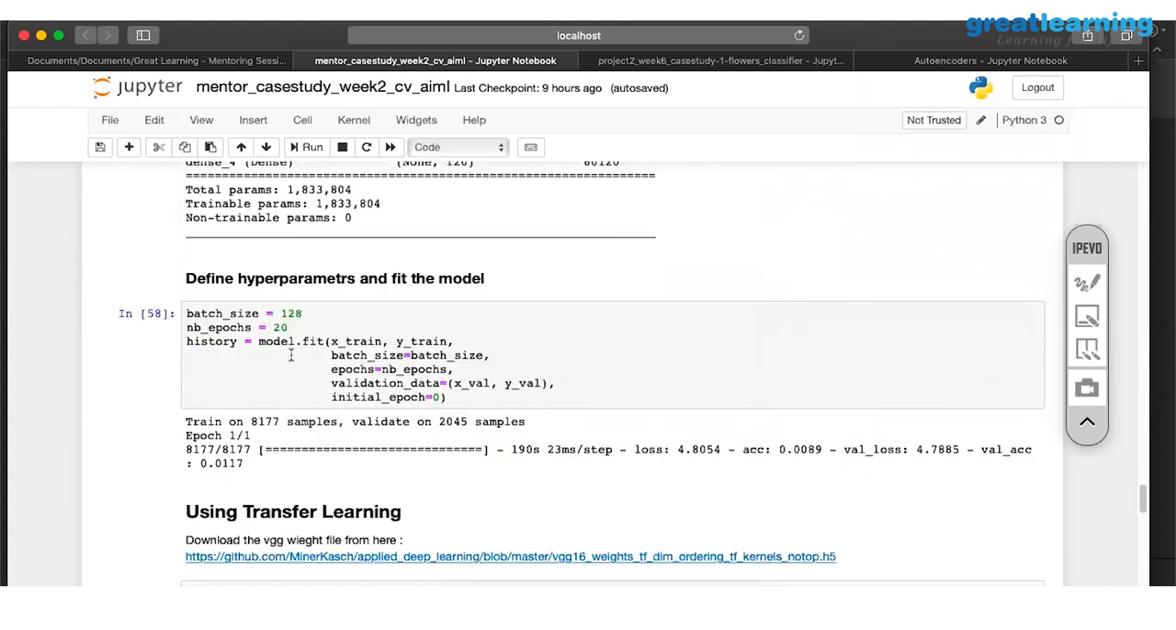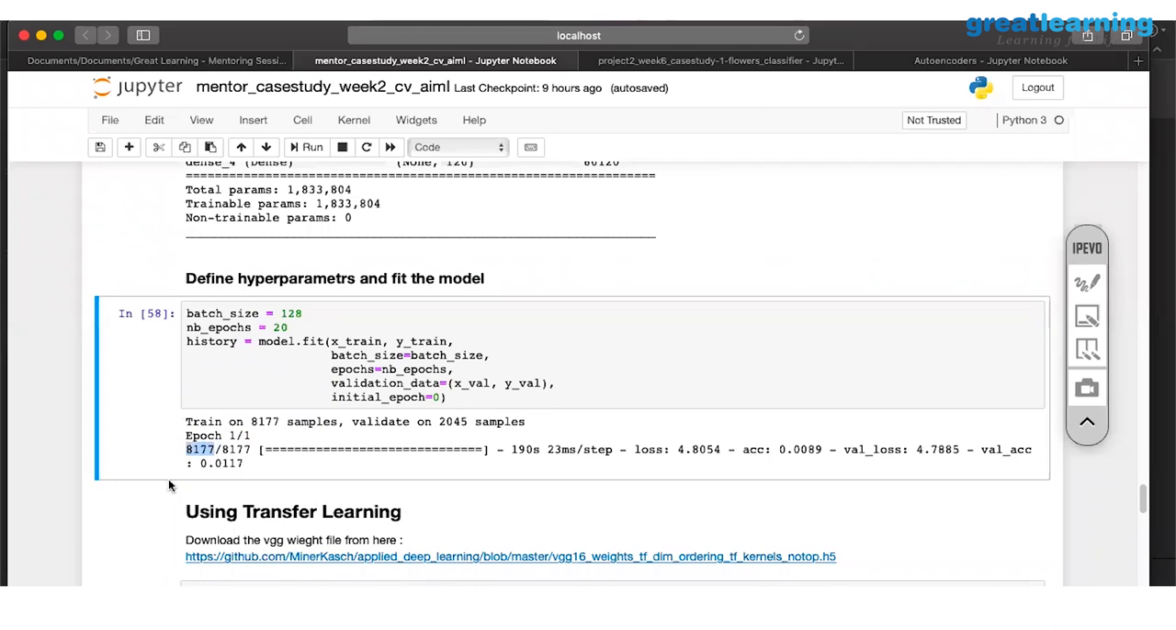So when I run my CNN, say for example for one epoch, and in each epoch I have taken a step of 8177. That means I am running 8177 steps as such. When I do that, look at my validation accuracy and normal accuracy. I'm getting 0.08, that is 0.8% accuracy, and validation is 0.01, that is 1.1% accuracy.